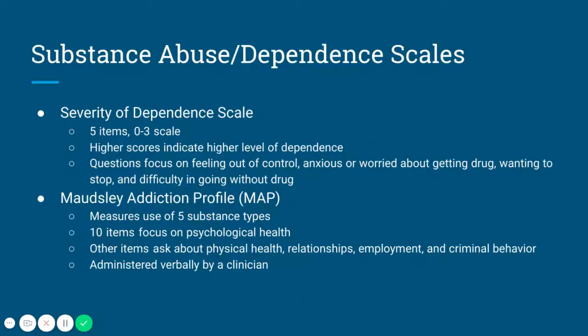As far as substance abuse and dependence scales, the Severity of Dependence Scale can be helpful. It's only 5 items, 0 to 3 scale. Higher scores indicate a higher level of dependence, and the questions focus on feeling out of control, being anxious or worried about getting the drug, wanting to stop, having difficulty in going without the drug. So those are some of the questions. And the Maudsley Addiction Profile measures the use of 5 different substance types. There are 10 items that focus on psychological health, and other items on the scale ask about physical health, relationships, employment, and criminal behavior. And it's administered verbally by a clinician.